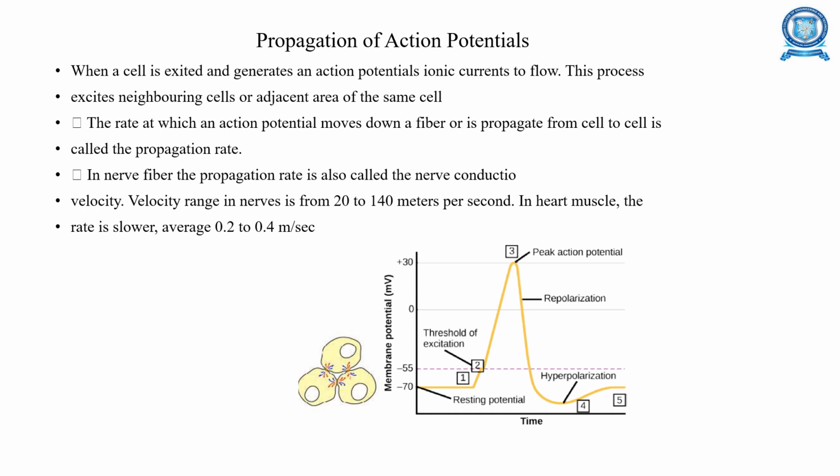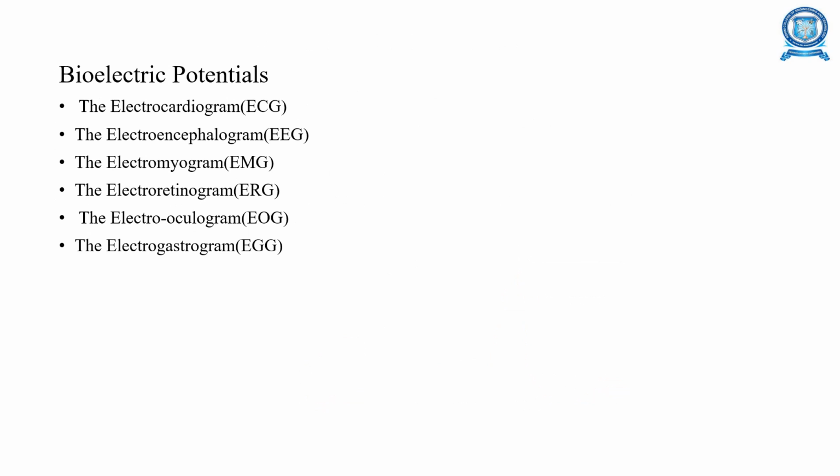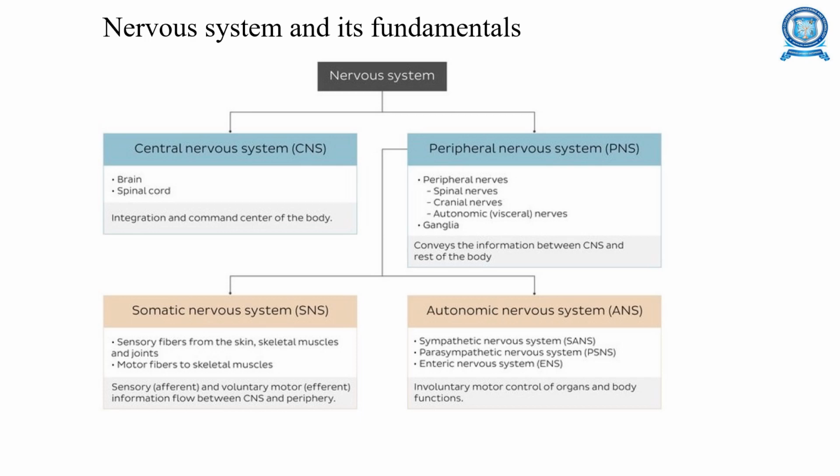Peak action potential, depolarization, polarization, resting potential, plotted as membrane potential versus time. Bioelectric potentials are basically the electrocardiogram, ECG; electroencephalogram, EEG; electromyogram, EMG; electroretinogram, ERG; electrooculogram, EOG; and electrogastrogram, EGG. Now the nervous system and its fundamentals.